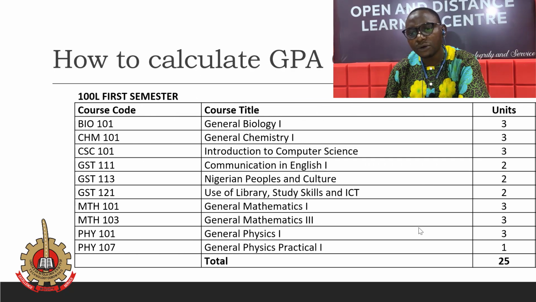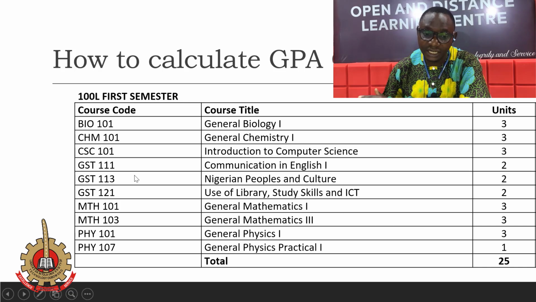Now let us see how to calculate GPA, which is applicable to a particular semester. After you have registered for your courses for a particular semester, let's say 100 level for example here, you should pay attention to the number of units each course is having.